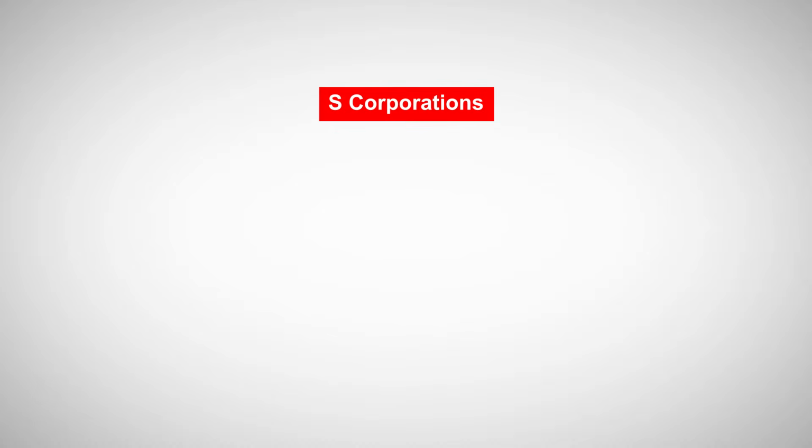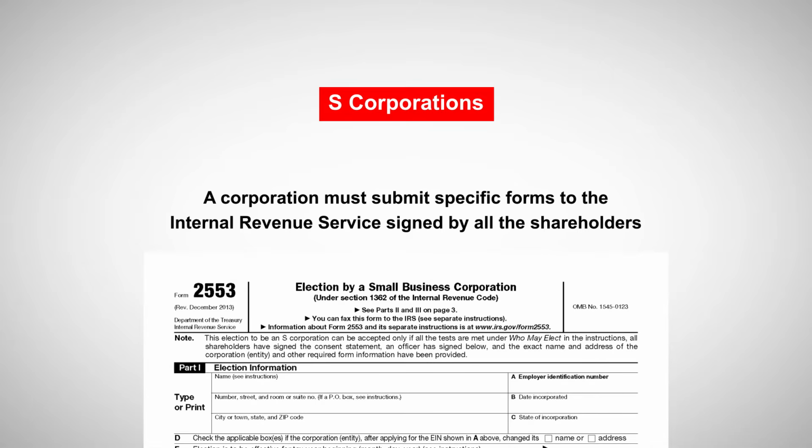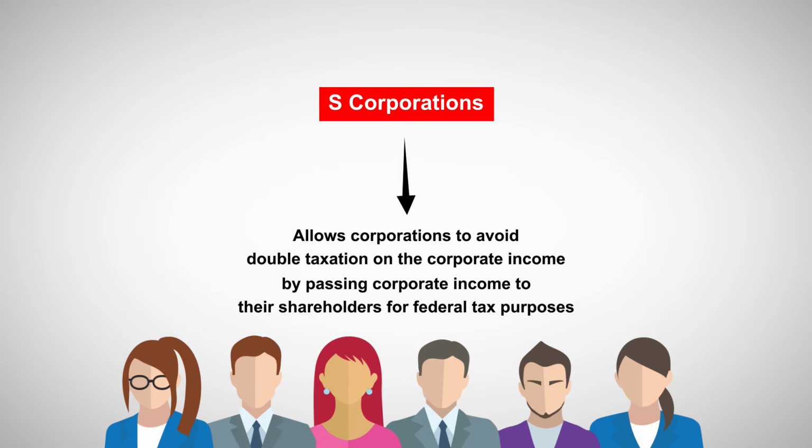Next, let's move to the S corporation. In order to become an S corporation, a corporation must submit specific forms to the Internal Revenue Service signed by the shareholders. This form is called a Form 2553, election by a small business corporation. Becoming an S corporation allows corporations to avoid double taxation on the corporate income by passing corporate income to their shareholders for federal tax purposes.